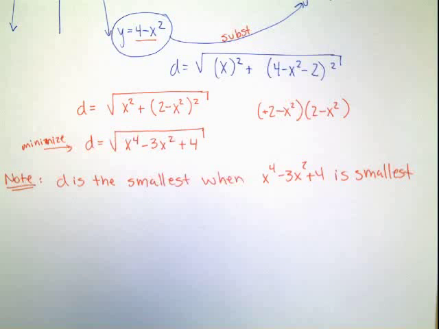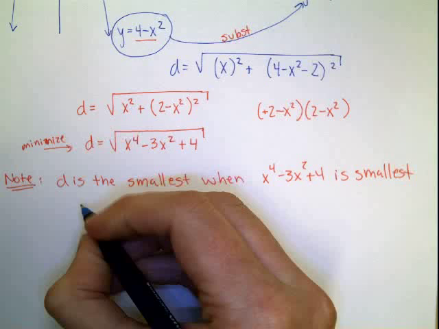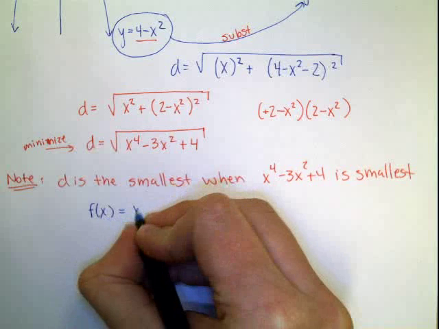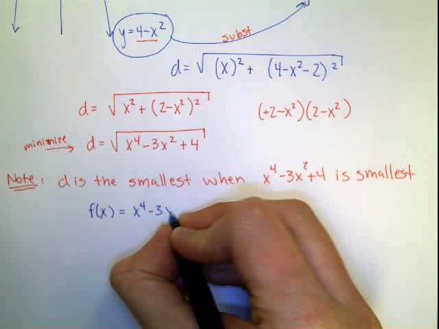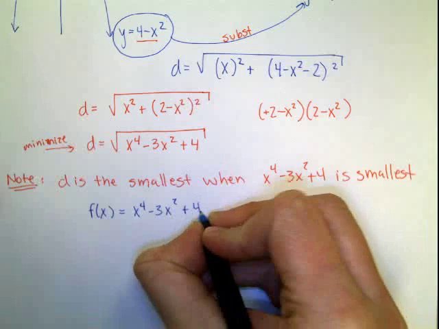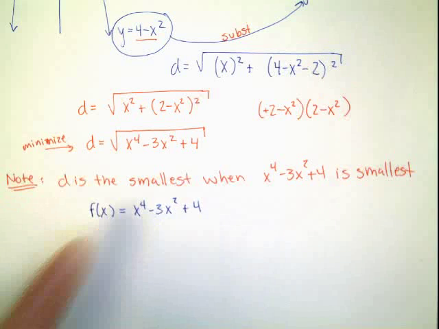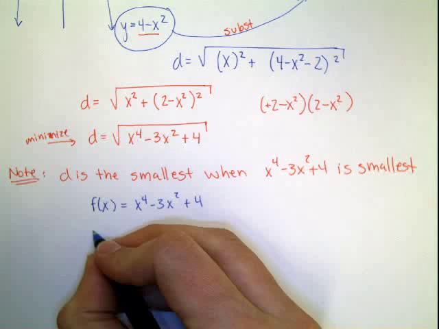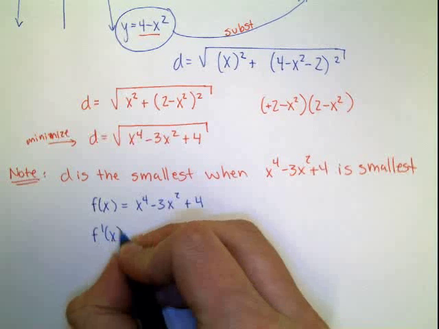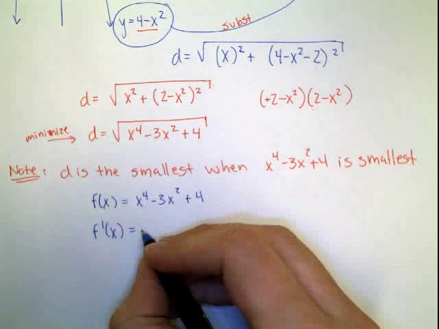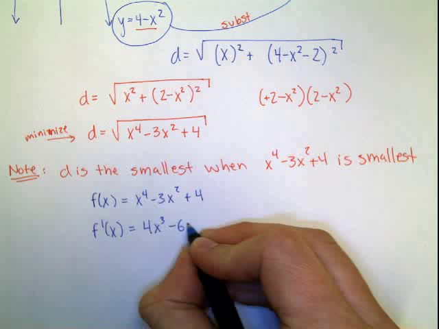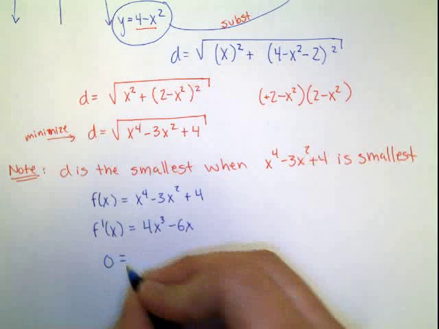So to make this problem easier so my derivative is nice, I'm going to say let f of x equal the inside, x to the 4th minus 3x squared plus 4. You can call it f of x, g of x, you can call it whatever you want, but that's the thing I really want to be the smallest. So I'm going to use that to get my derivative and my critical points. I'm going to derive x to the 4th to 4x cubed minus 6x. I'm going to set it equal to 0 and do some solving.